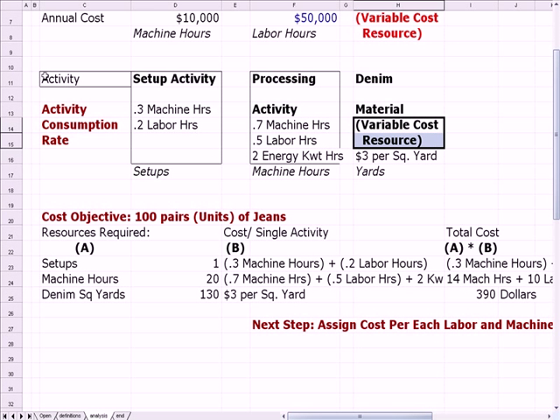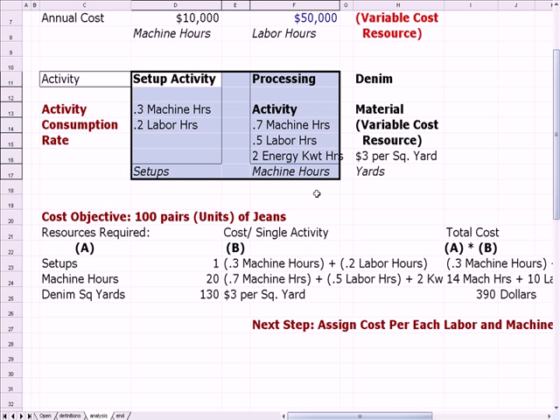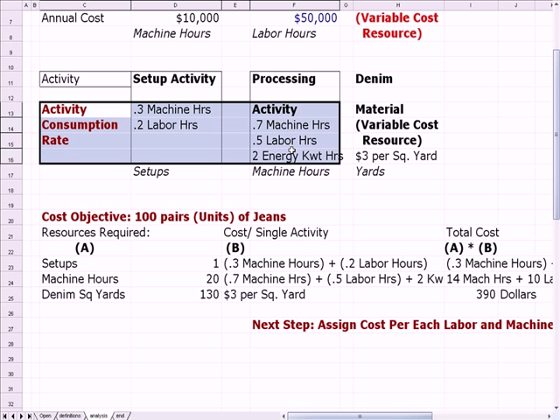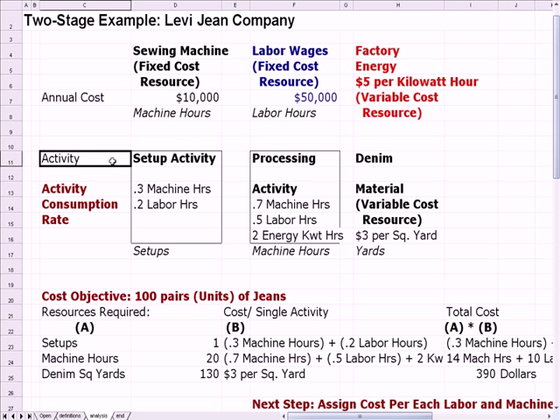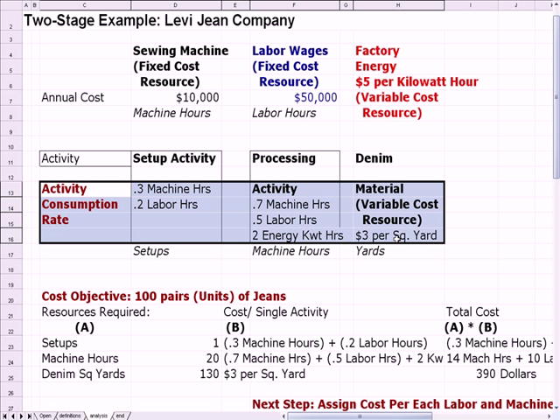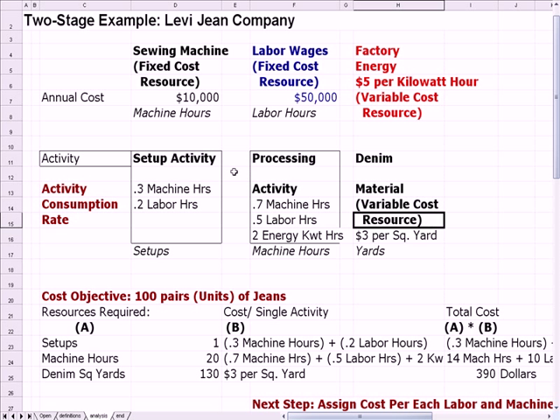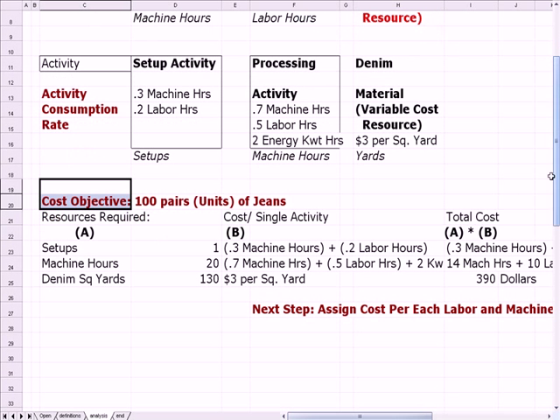So the next step is to take this pooling information. The setup and the processing are both pooling activities, and these costs in the middle are what we call activity consumption rate. How much of the cost that we have at the top are these activities using? Well, that's what we call the activity consumption rate. And then we take those activities and the direct material and we apply it to a cost objective, which in this example is 100 pairs of jeans, and we consider 1 unit to be a pair of jeans.